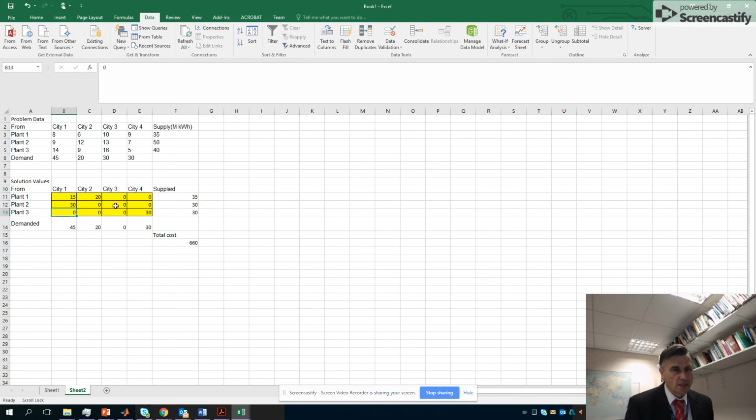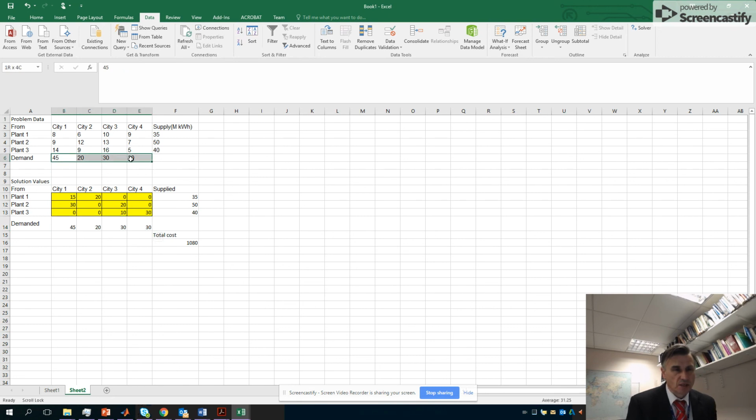So we could put 20 in this box because 13 is less than 16. So let's put 20 in this box. And we still need to meet 10 more units of supply of demand to city 3. That would have to come from plant 3. So I'll put a 10 in this box. So satisfied all the constraints. This is a feasible solution.